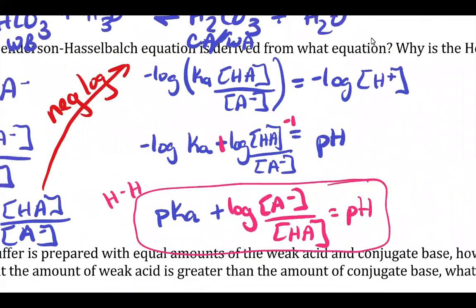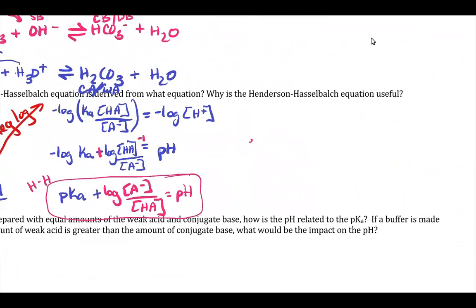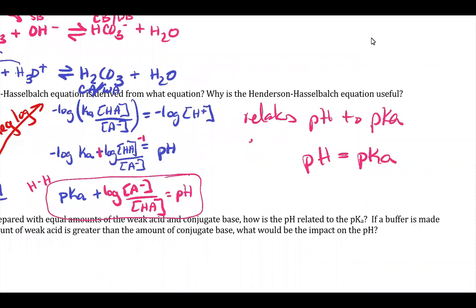And so why is this useful? Why do we want the Henderson-Hasselbalch equation? Because it relates pH to pKa. You just have to remember that it's a way for us to look at what kind of buffer we want for a particular system. Because we know when using the Henderson-Hasselbalch equation, if pH is equal to pKa, that is going to be the buffering point of our buffer.